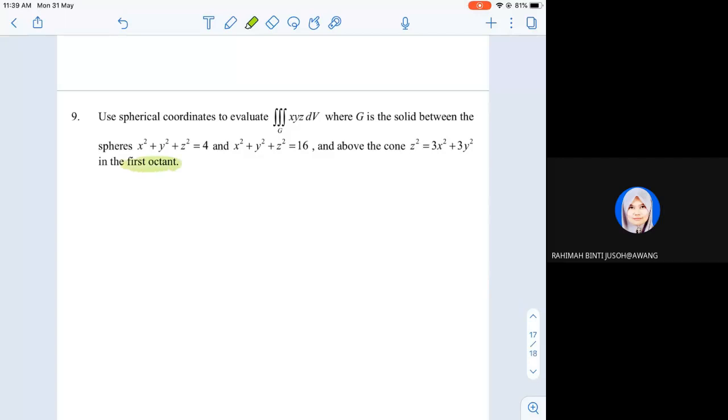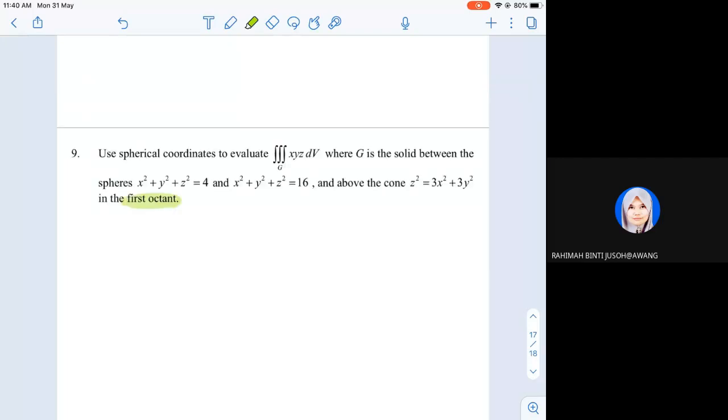So dia sebenarnya sebelah first octant mana? Sebelah depan, sebelah atas kan? Betul tak? Depan, atas. Ingat tak kita belajar 8 octant masa chapter 1. So dia tak ada bahagian bawah ni guys. Soalan ni dia nak bahagian atas sajalah sebab dia kata between spheres and cone in the first octant. So the keyword here is first octant.